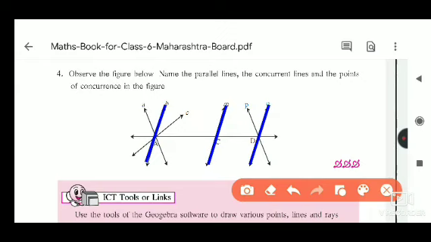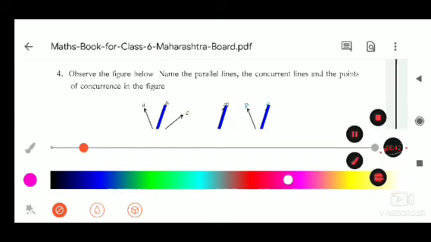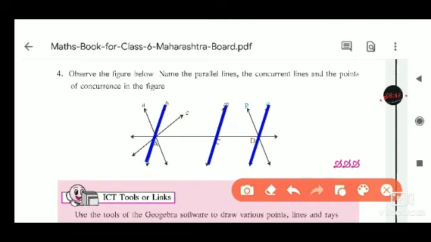After that, this line A and line P are also parallel lines. As per the definition I told you before, parallel lines are the lines that do not intersect each other when we extend them in both ways. So the pink color shows a set of parallel lines, and the blue color also shows a set of parallel lines.